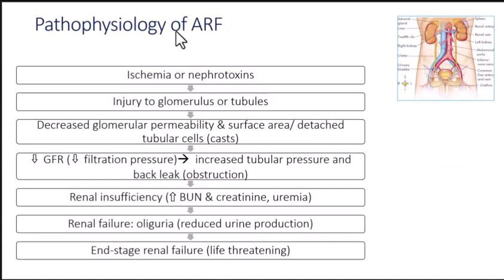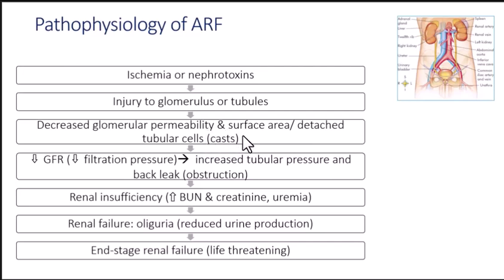Let's have a look at the pathophysiology of what we just spoke about with acute renal failure. Let's say there's exposure to nephrotoxins or a state of ischemia, reduced blood flow. This can, as we talked about, damage the tubules. And when it damages the tubules, it can actually cause the cells that make up the tubes to detach, and they can end up in the urine as what are called casts.